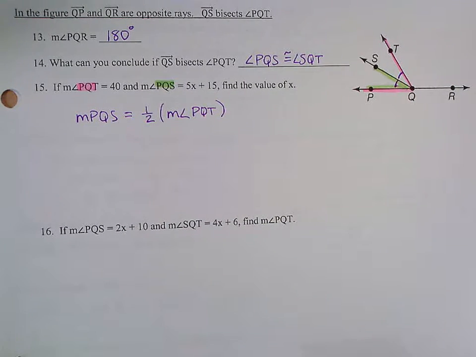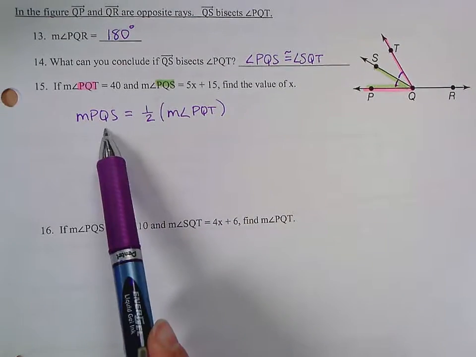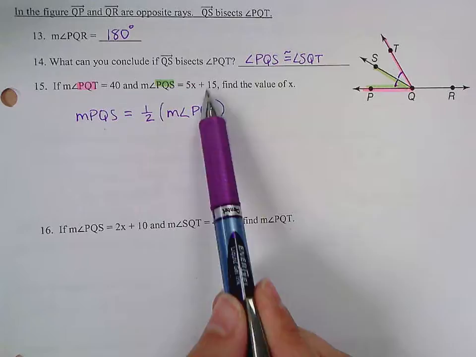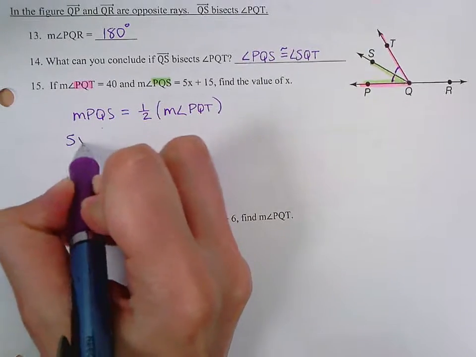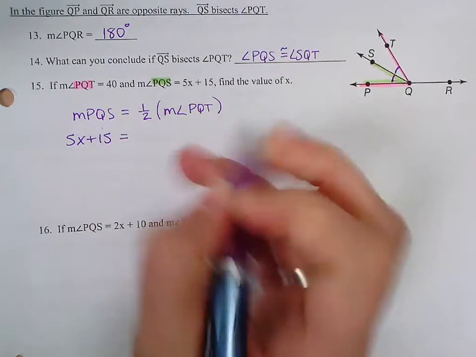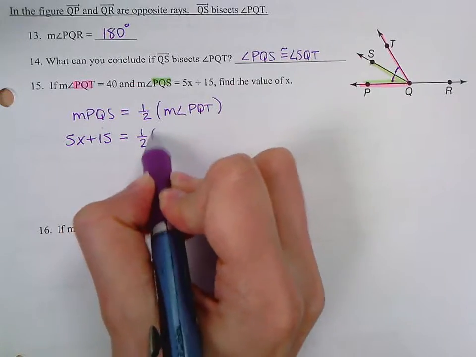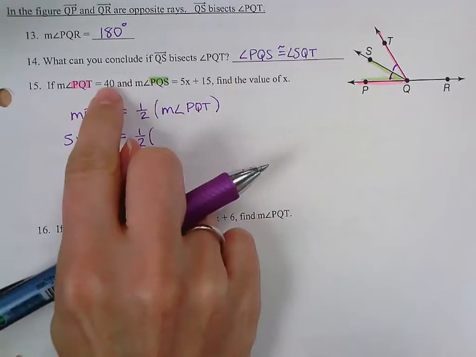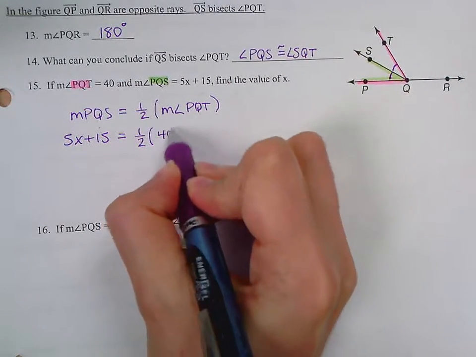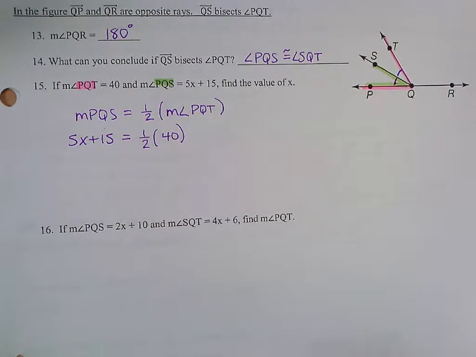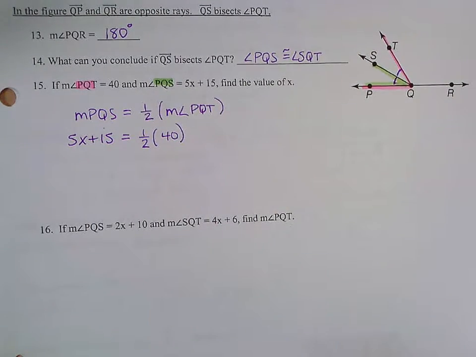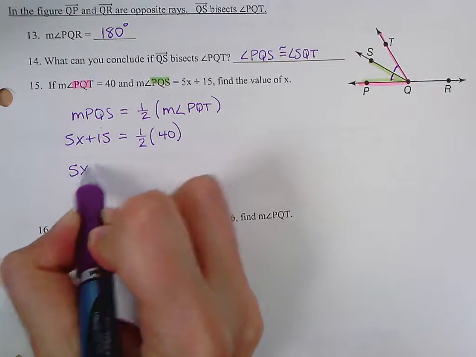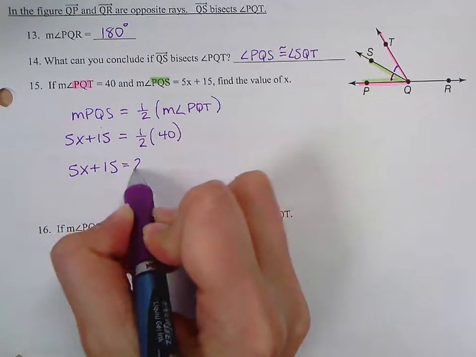So knowing that, I can then form an equation with the information I have. I know PQS, that's 5x plus 15. And that's going to be half of the measure of PQT, which is 40. So it's going to be half of 40. And now I have an equation I can solve for x. So first of all, what is half of 40? 20. So then I know 5x plus 15 must equal 20.